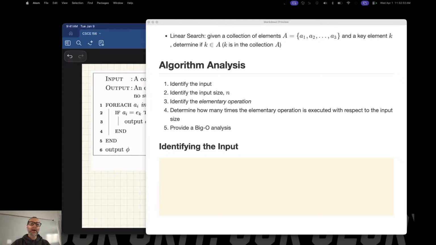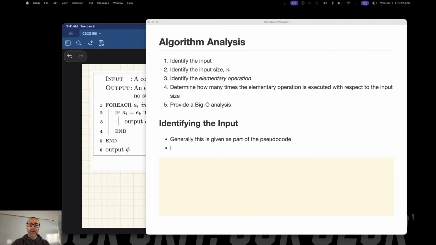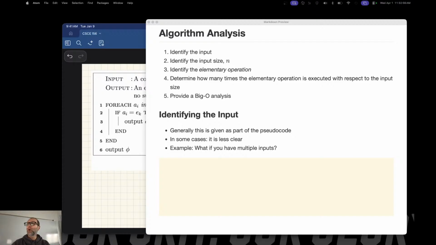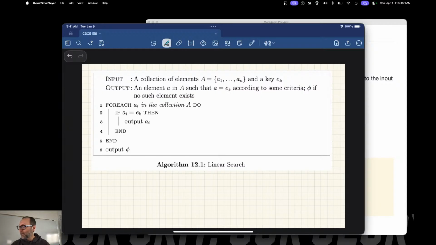So let's talk about identifying the input. Again, generally this is given as part of this pseudocode, or if you've written good pseudocode, you've already identified the input. However, in some cases, it is less clear. For example, what if you have multiple inputs? For example, over here in linear search, I have multiple inputs here. Let's highlight this. I have A, which is the collection here, and I've also got the key, E sub k here.